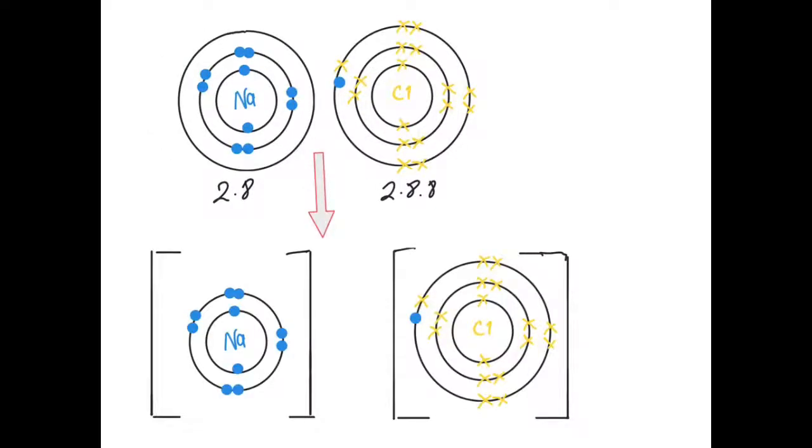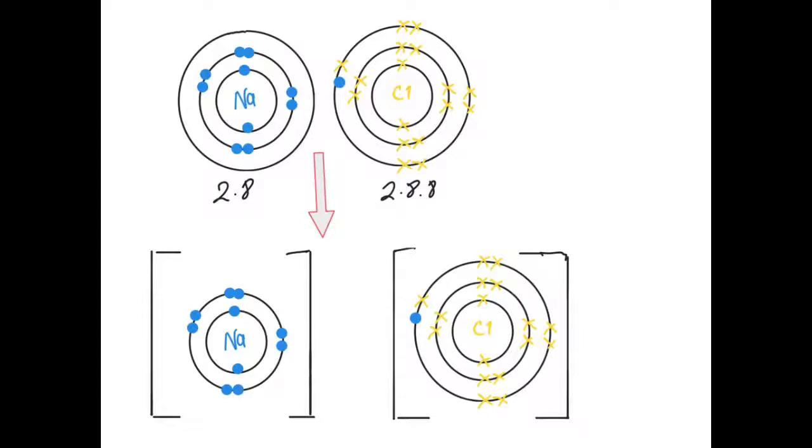And because this electron from the sodium has been transferred from the sodium to the chlorine, sodium now has an electron configuration of 2, then 8. 8 is a full outer shell. Chlorine now has an electron configuration of 2, 8, 8. So chlorine now has a full outer shell.